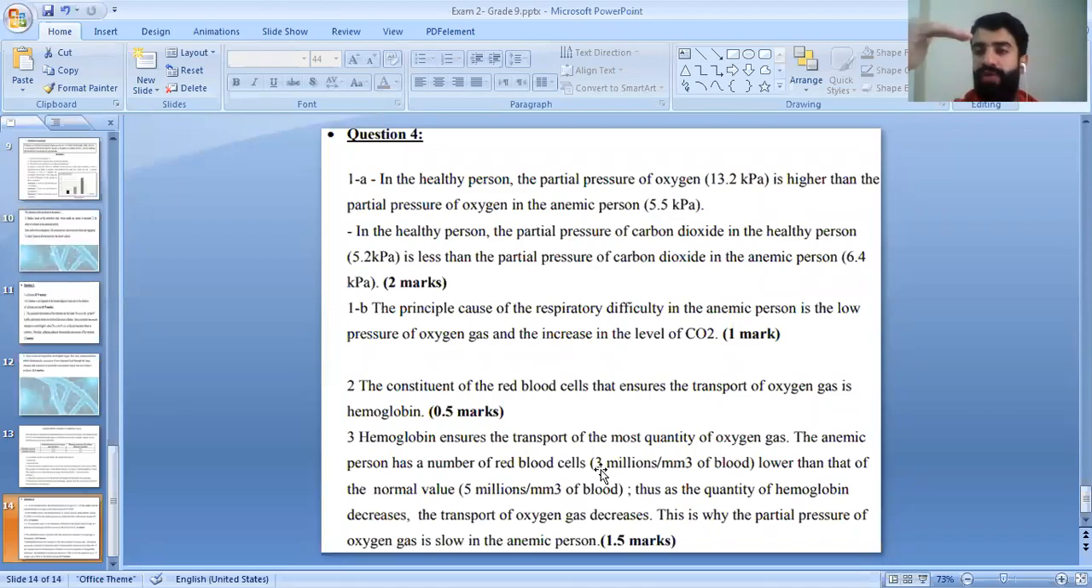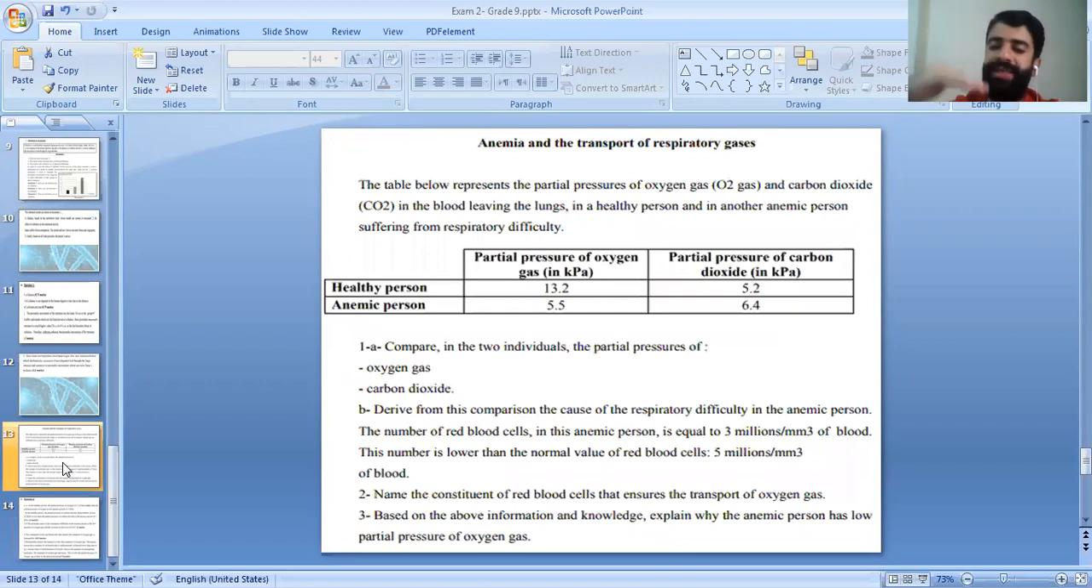So the quantity of hemoglobin will decrease. This decrease will show that the partial pressure of oxygen gas is low in the anemic person compared with the normal person. So this is related to the hemoglobin, since we have fewer red blood cells, 5 millions in the normal person and 3 millions in the anemic, so less hemoglobin, less partial pressure of the oxygen gas due to the low transportation of the oxygen gas.